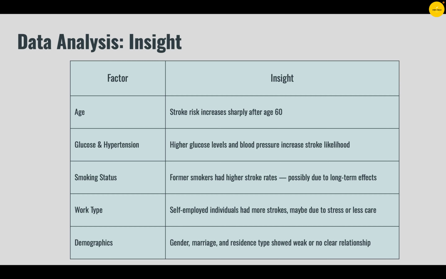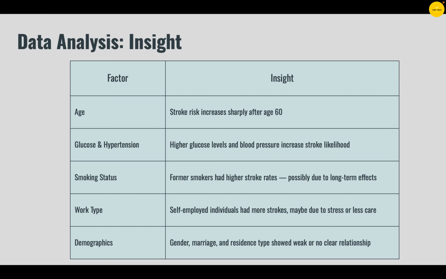We also looked into lifestyle factors like smoking habits and work type. People who used to smoke had a higher stroke rate than even current smokers. That may be because the long-term effects of smoking continue to impact health even after quitting.